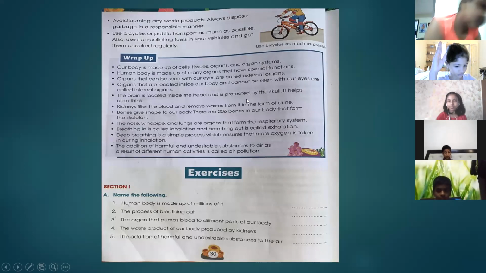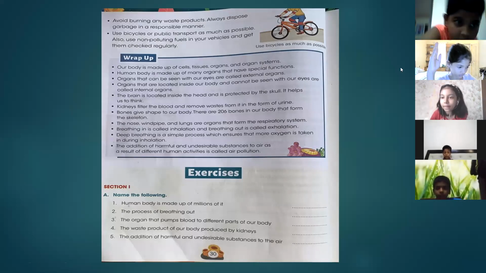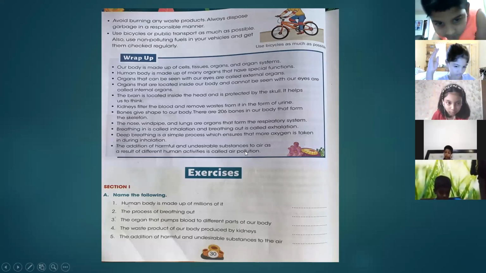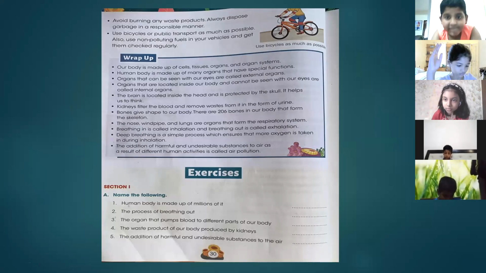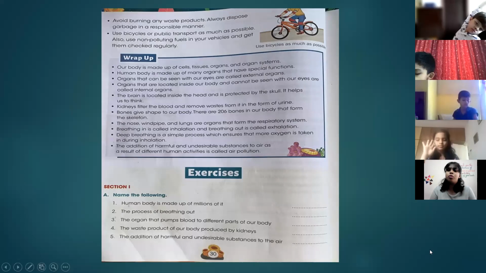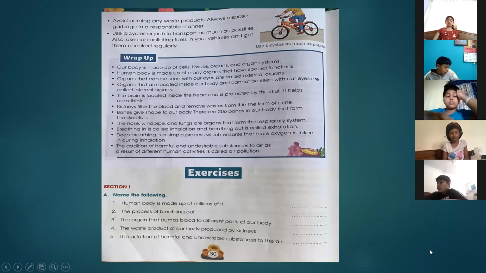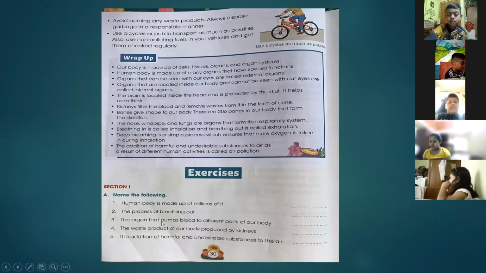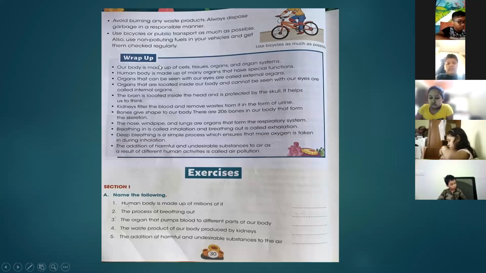Okay, very good. So this is what we learned in the chapter Human Body. We have learned from the beginning, from the internal organs, all the way up to the respiratory system, and what can cause problems. That is, air pollution can cause problems for our respiratory system and how it pollutes the air. So I'm going to read the wrap-up part. I want all of you to keep a finger and make sure you are following and you can understand.